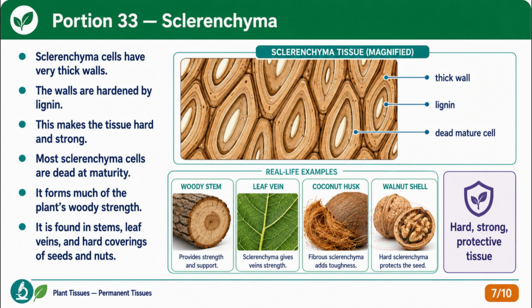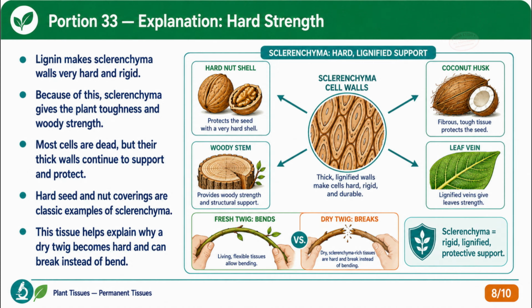Sclerenchyma. Sclerenchyma, cells with thick walls due to lignin, making them hard and strong, forms woody structure. Most of these cells are dead, found in stems, leaf veins, and hard coverings of seeds and nuts, for example, coconut husk, walnut shell.